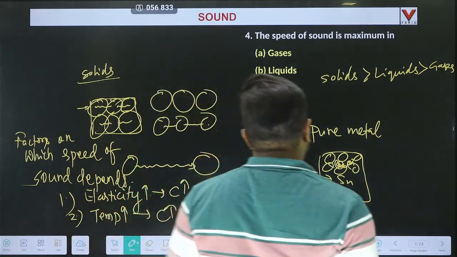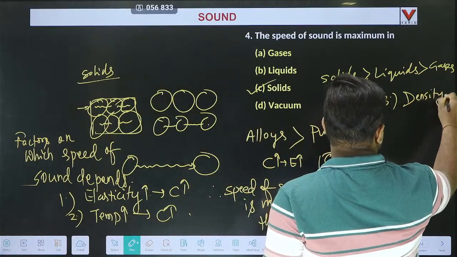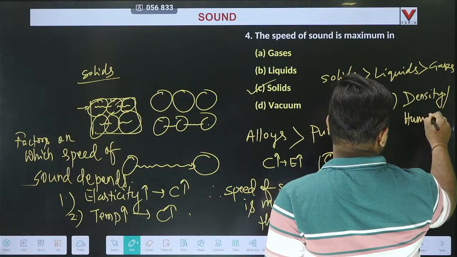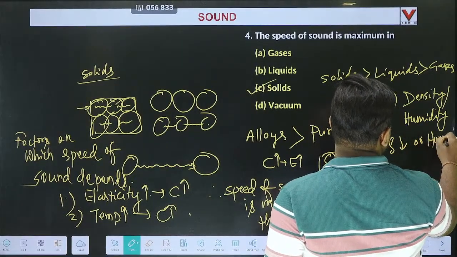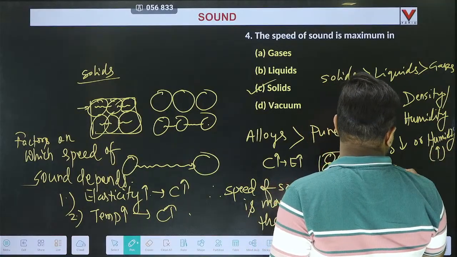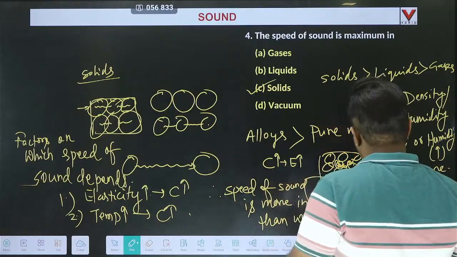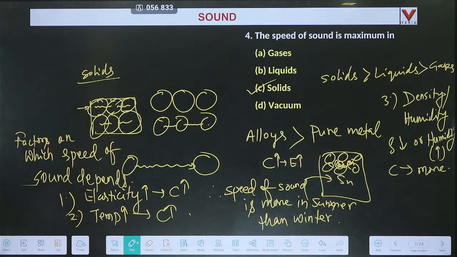Okay, third point, density, or say humidity. If density is less or if humidity is more, then speed will be more. Less dense means it can move easily. Where density is higher, it will move slowly, because it is heavier. Where density is lower, it will move faster, and if it moves faster, it can carry sound at a faster rate.